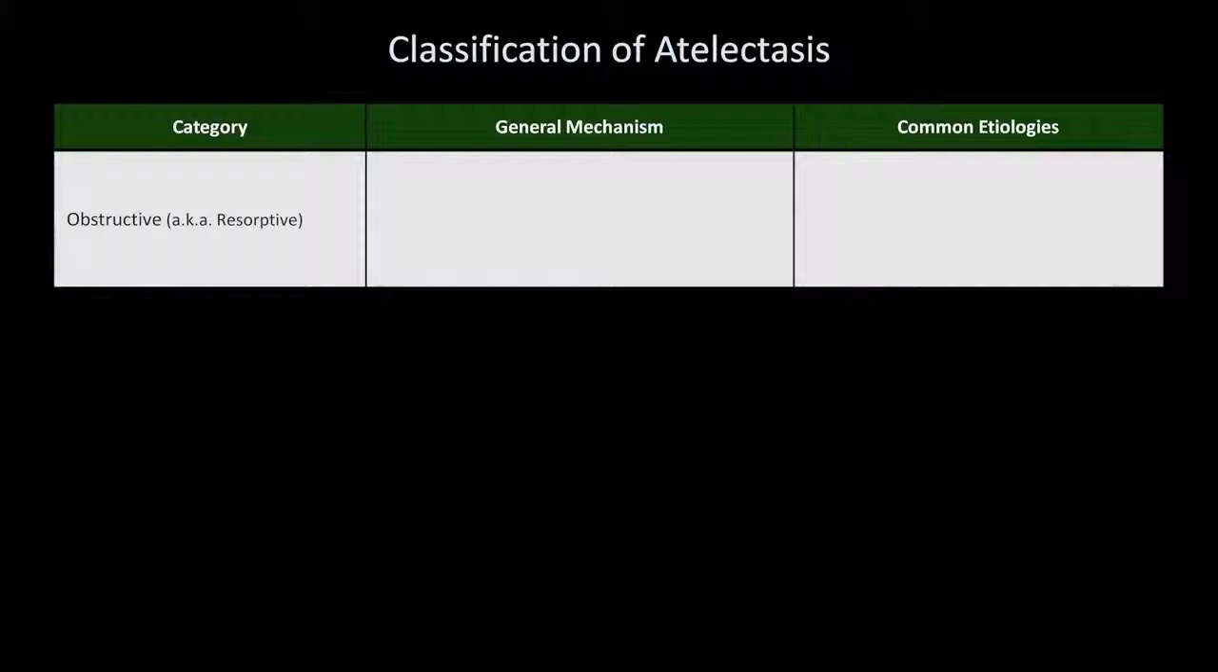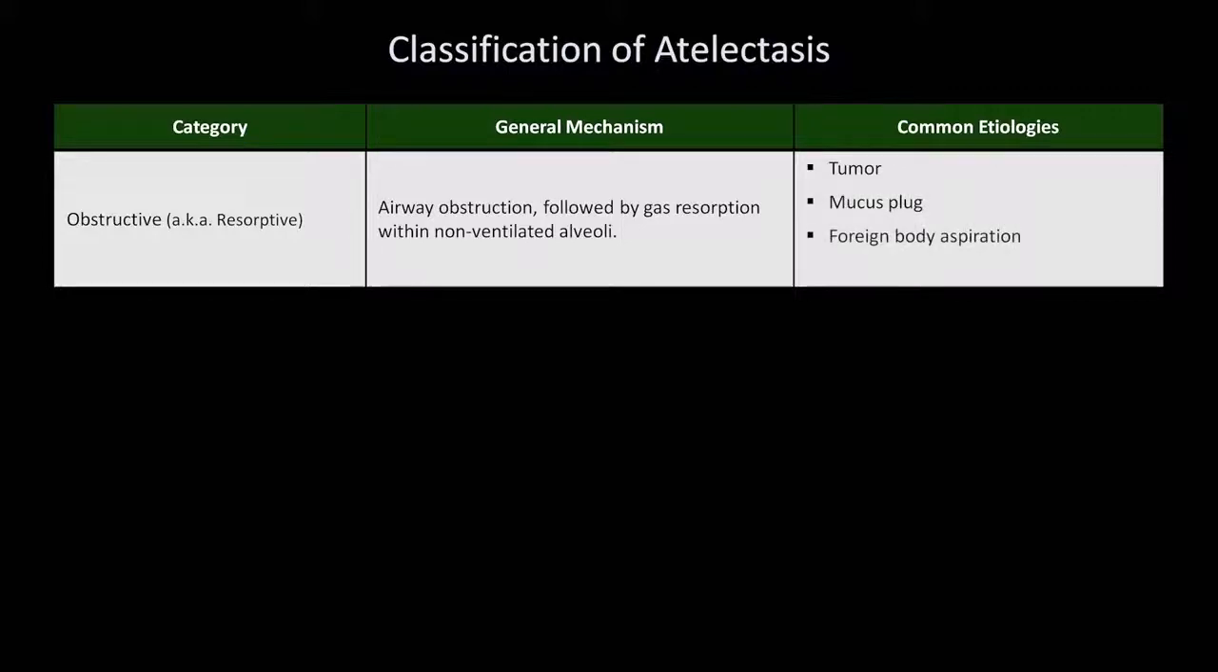The most common clinically relevant form of atelectasis is called obstructive atelectasis, or sometimes resorptive atelectasis. The trigger for obstructive atelectasis is airway obstruction, which is then followed by gradual gas resorption within non-ventilated alveoli. Etiologies of obstructive atelectasis include tumor, mucus plug, foreign body aspiration, and external compression of an airway.